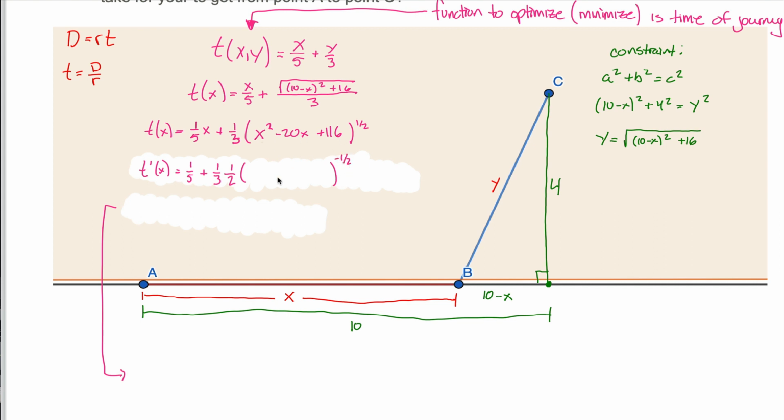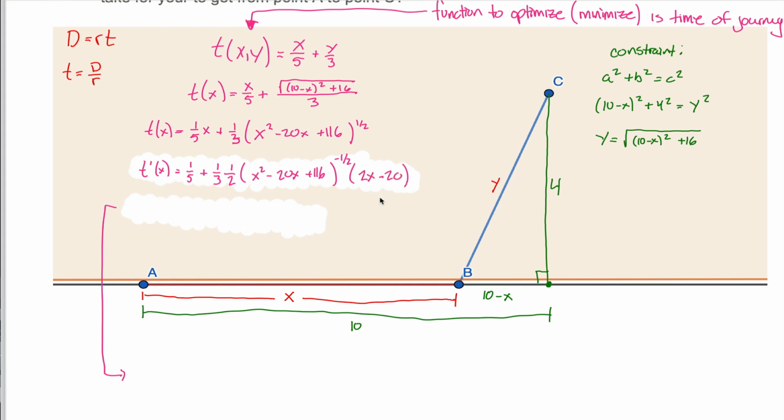And since I'm using the chain rule, I leave everything on the inside completely alone, x squared minus 20x plus 116. But then I'm not done. I have to multiply by the derivative of that inside function. The derivative of x squared minus 20x plus 116 is 2x minus 20.